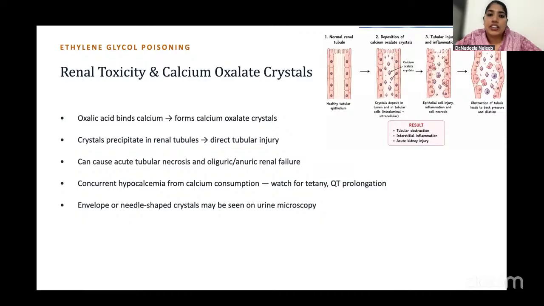How does the renal toxicity occur? The oxalic acid, which is the metabolite of ethylene glycol, binds with the calcium and forms calcium oxalate crystals. The crystals precipitate in the renal tubules and directly cause tubular injury and can cause acute tubular necrosis leading to anuric or oliguric renal failure. The concurrent hypocalcemia can also lead to tetany and QT prolongation, thereby arrhythmias. You can also see on urine microscopy envelope-shaped or needle-shaped crystals.